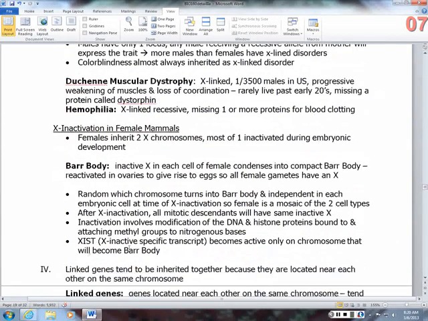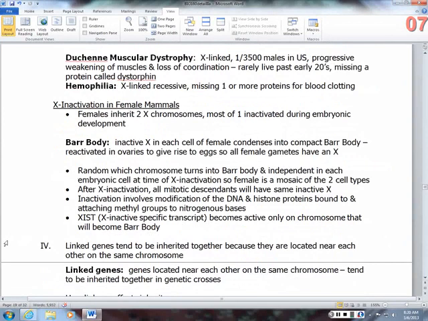Hemophilia is an X-linked recessive trait. So the person is missing one or more of the proteins needed to clot blood. Since females get 2 X chromosomes, you're not really going to have 2 X chromosomes acting in all of the cells all the time. So instead, one of them is going to become inactivated during embryological development, and it becomes a bar body. It just becomes a little bar. It's not gone, it's going to fold itself up and be inactive.